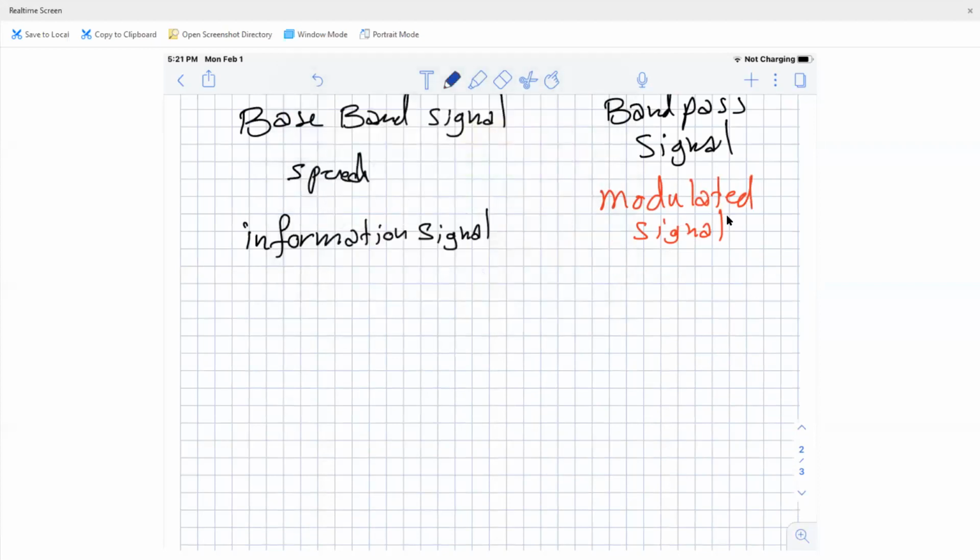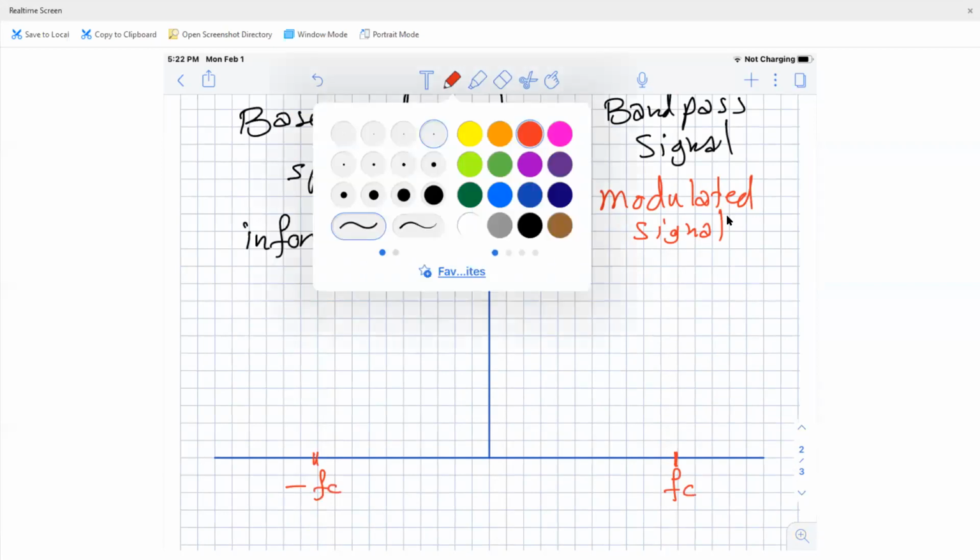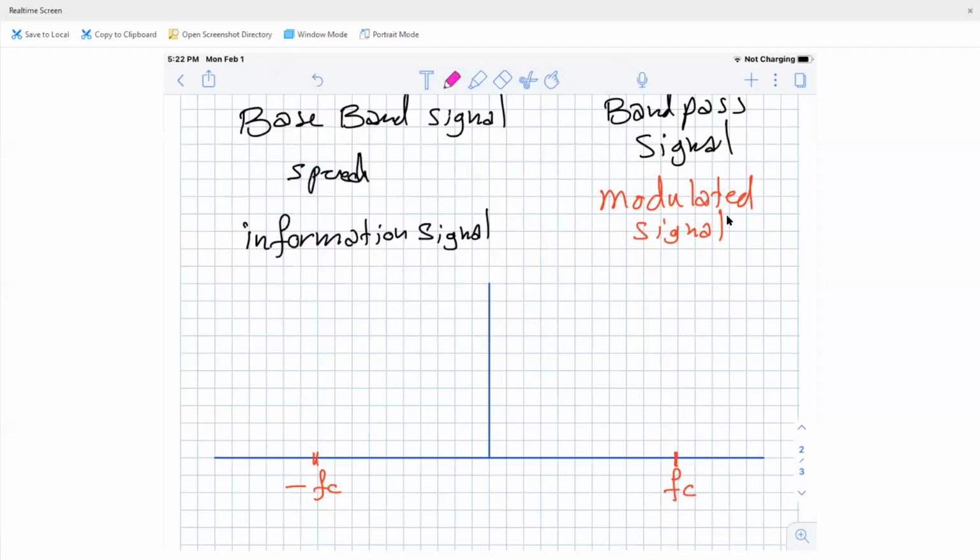For example, if I'm going to talk about the AM signal, okay, for AM signal, the signal will be at FC and minus FC. Of course, I'm talking about double-sided spectrum, okay, and this will be the information signal. The information signal is shifted by carrier FC, so it becomes what? It becomes band pass signal.